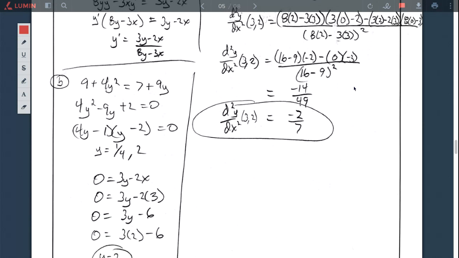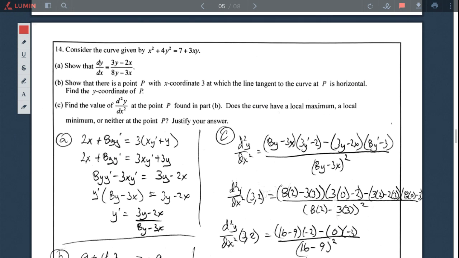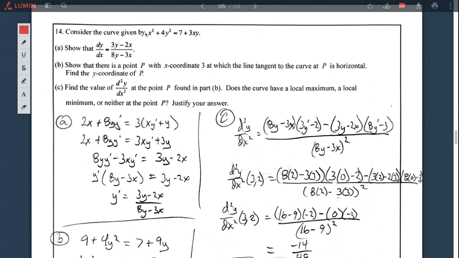All right, 14. Consider the curve. And first of all, we want to show this. So that's just implicit differentiation. Derivative of x squared is 2x. Derivative of 4y squared is 8y y prime. Derivative of 7 is 0.